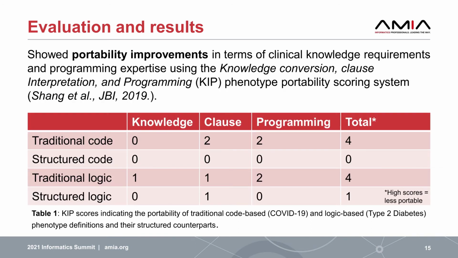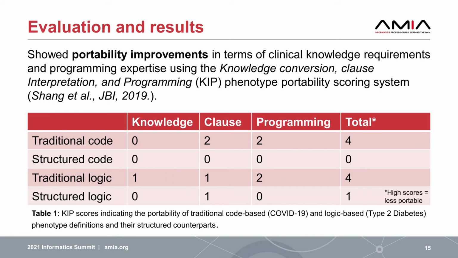It was also important for us to determine any impact on portability that our new model had, because that was the overall aim of this work. To do this, we employed what we call the Knowledge Conversion, Clause Interpretation and Programming, or KIP, scoring system, which assigns a lower score to phenotypes that are considered more portable. It does so across a number of different dimensions. The first is knowledge, the effort associated with interpreting the information within a definition in order to be able to implement it. Another dimension is clause interpretation, the effort associated with understanding the structure of a definition in order to be able to implement it.